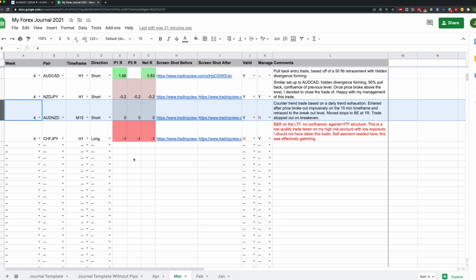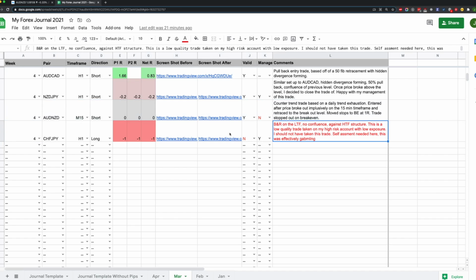So anyway, moving on. So this was my first poor trade for the week. I think it was my only poor trade really.